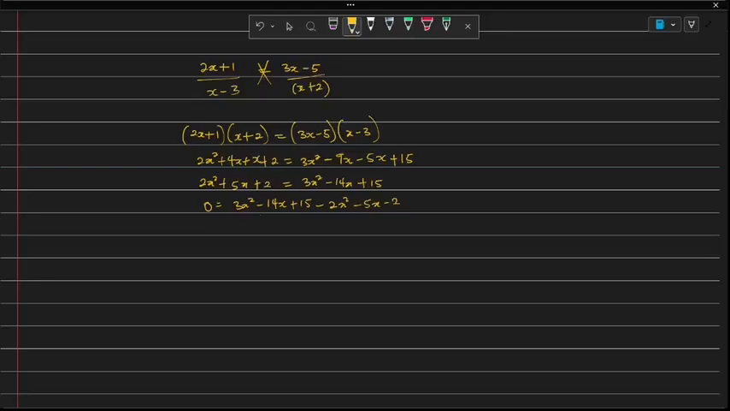So 3x squared minus 2x squared leaves us with x squared. Now we are working with only like terms here. Minus 14x minus 5x leaves us with minus 19x. You are owing 14, then you owe another 5. Then 15 minus 2 leaves us with 13. So we have a quadratic equation. Yeah, let's solve it using the quadratic formula method again.